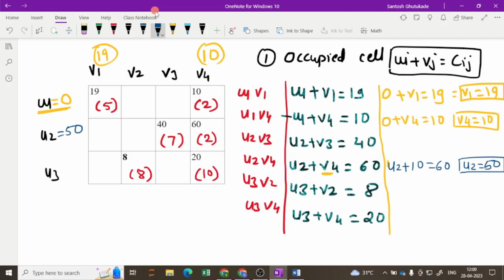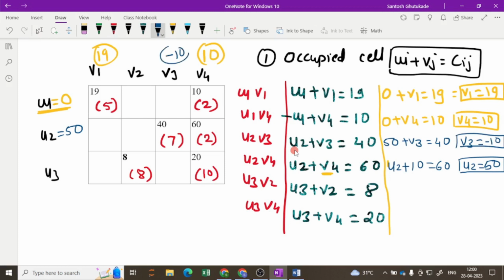Now we know the u2 value. We got u2 value 50, so I will put it in u2 plus v3. This becomes 50 plus v3 is equal to 40, so v3 is equal to 40 minus 50, which becomes minus 10. So we got v3 is equal to minus 10.